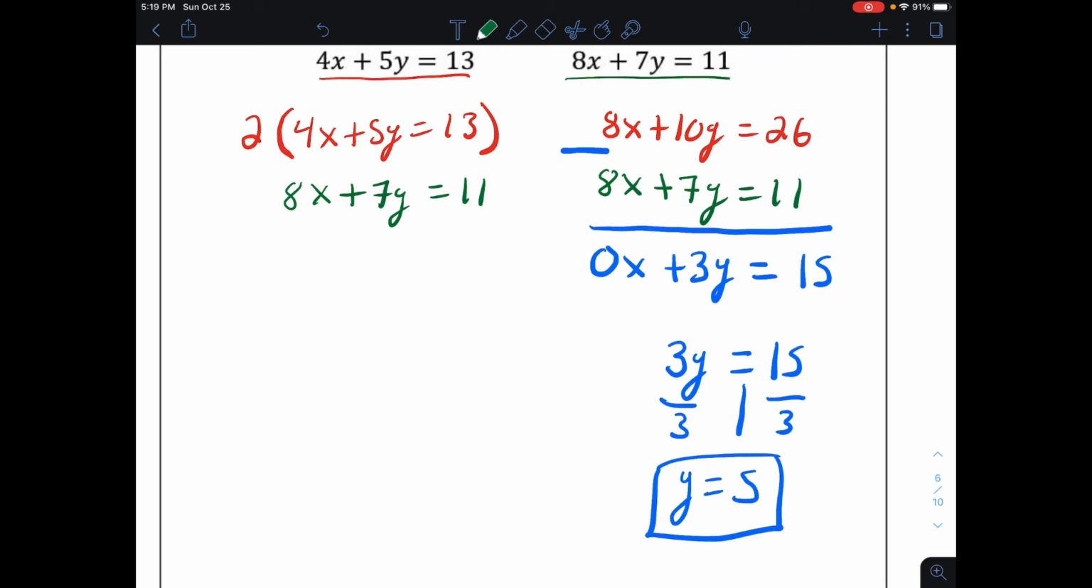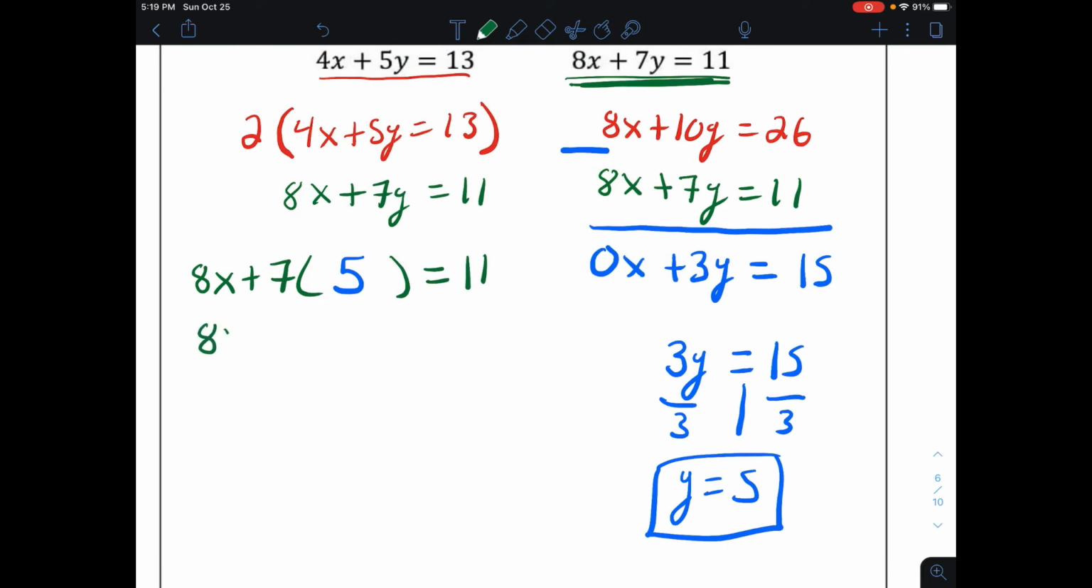I'm going to use the 8x plus 7y is equal to 11 equation. And so I'm going to start writing it. 8x plus 7, but instead of y, we're going to input the value of y that we just got when we eliminated the x variable. So I'm going to put in 5. And then we're going to solve this and get the corresponding x.